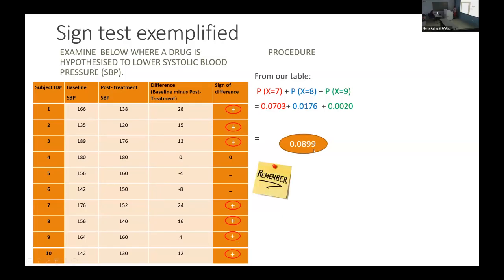It's 0.0899. Now, what is that 0.0899? What does it represent? The probability of getting 7 or more. Yes, we know that, but the probability of the drug actually working. Yes, that's what it represents. But this value actually has a name that you've met before. I don't want to give you any more clue because you'll get it.